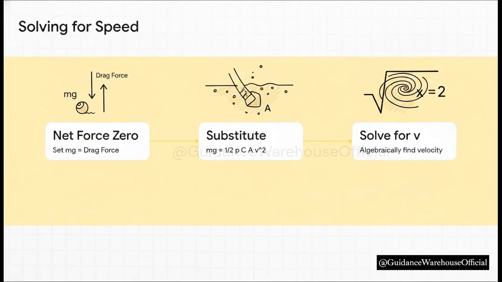Let's quickly see how the algebra works out here. Step 1, set the net force to 0, which means mass times gravity, or mg, equals the drag force. Step 2, we substitute our drag formula in, so mg equals 1/2 rho cav squared. Step 3, we just solve for velocity, v. Multiply both sides by 2, divide by the other variables, and take the square root. Boom! Now we have a beautiful, clean formula that tells us exactly how fast something will fall based purely on its mass, area, and fluid density.